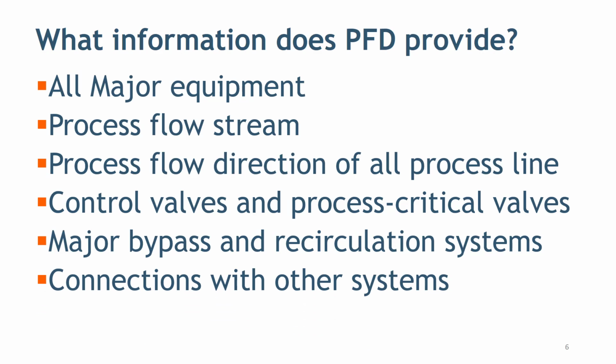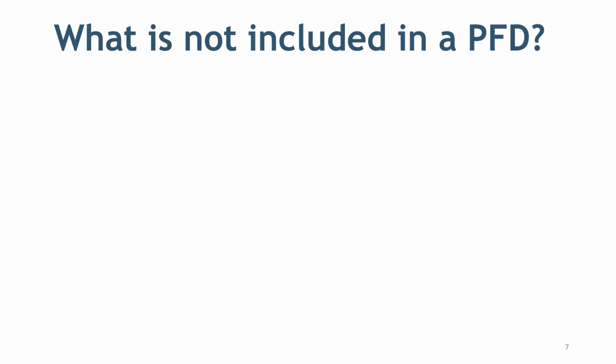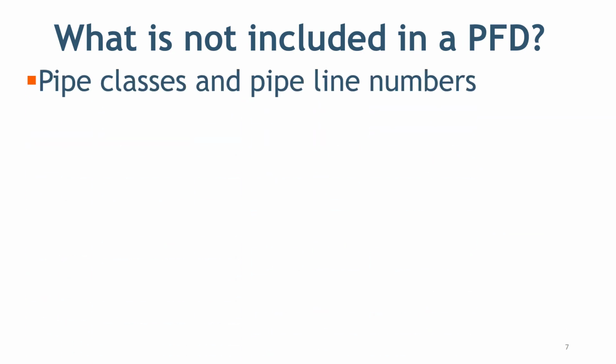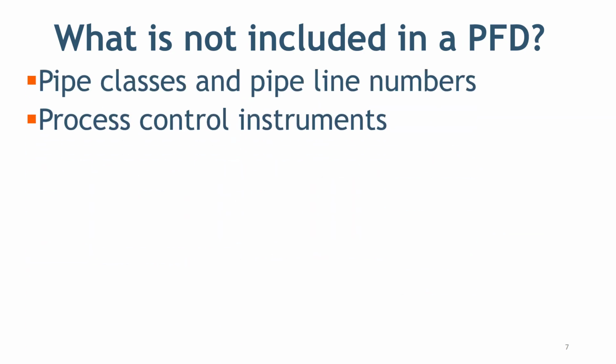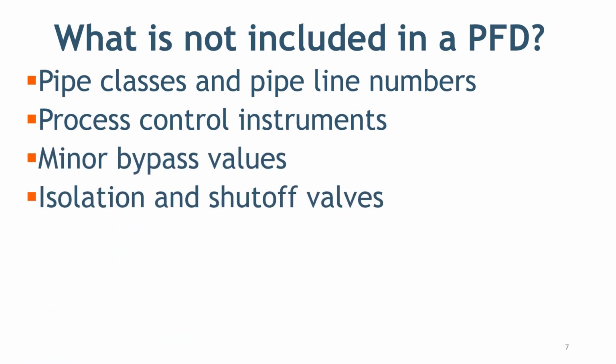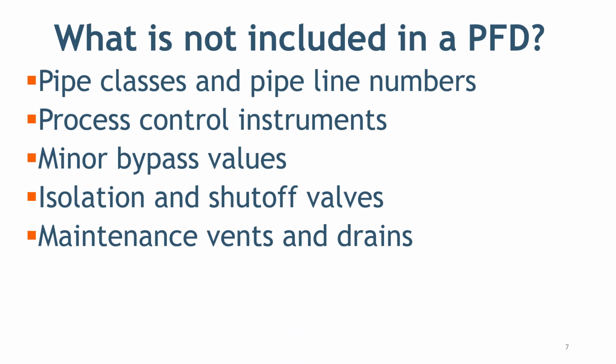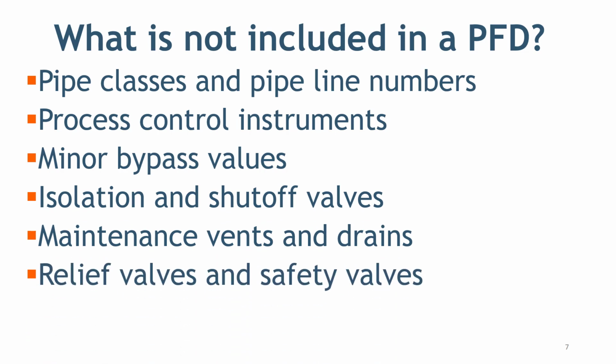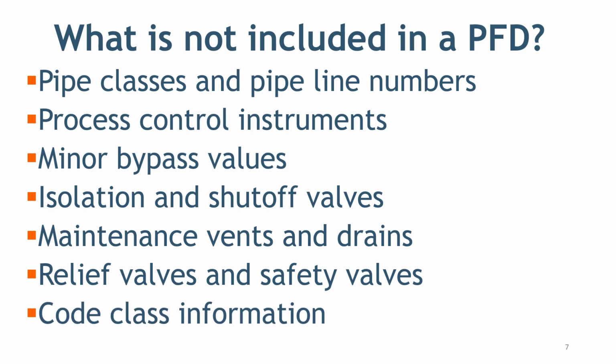What is not included in PFD? Pipe class and pipeline numbers, process control instruments, minor bypass valves, isolation and shut-off valves, maintenance vents and drains, relief valves and safety valves, and code class information. You must be thinking, if this information is not here, then where is it? Well, this information is covered in PNID, which is a more complex drawing than PFD. You will learn about PNID in the next video.